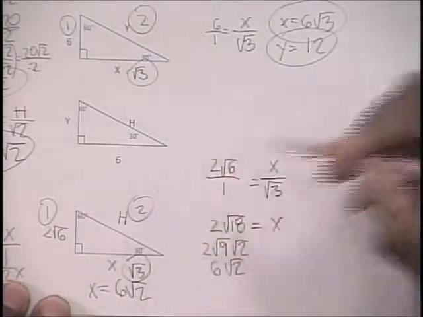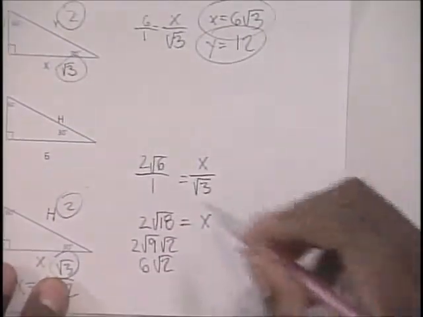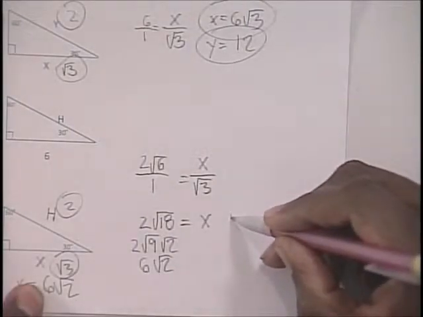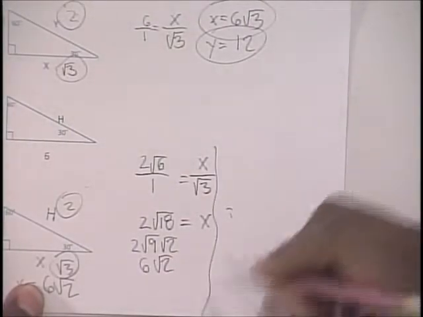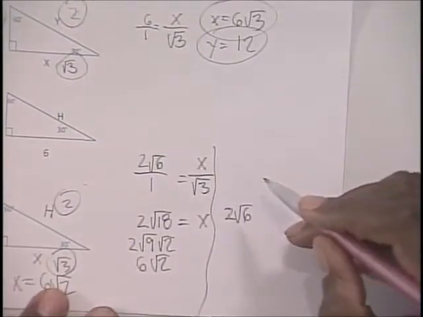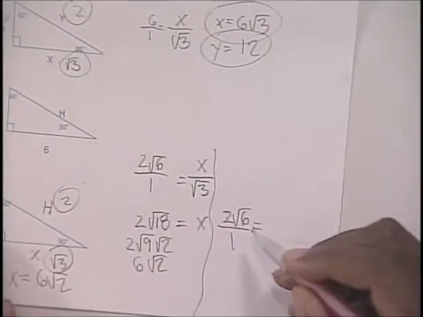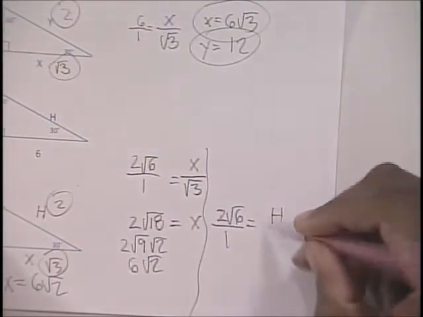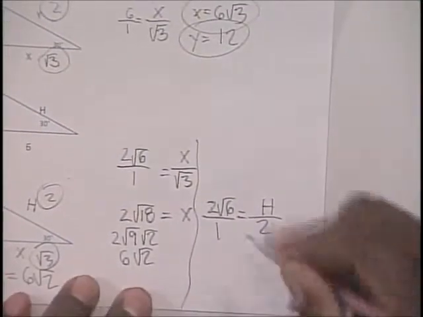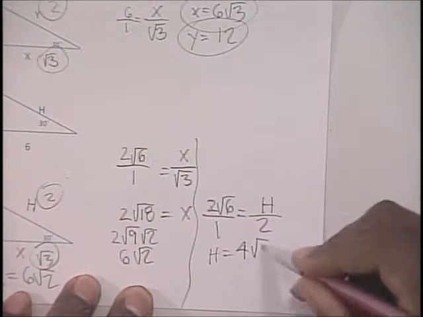Now, the way you'd solve for h is to set up another proportion. So you have 2 radical 6 is to 1 is equal to h over 2. Cross multiply again. You're going to end up with h is equal to 4 radical 6.